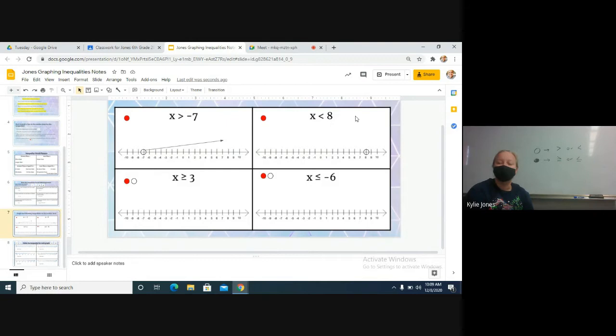Once you get that circle placed, how do I know which direction to point my arrow? You have to point it in the negative side? Why would I point it to the negative side? You're correct. Why? Well, think about the inequality, Madi. Because we're looking for the numbers that are less than 8. So we need to point our arrow in the direction that's less than 8. So we point it to the left because any number to the left is less than 8. Okay?